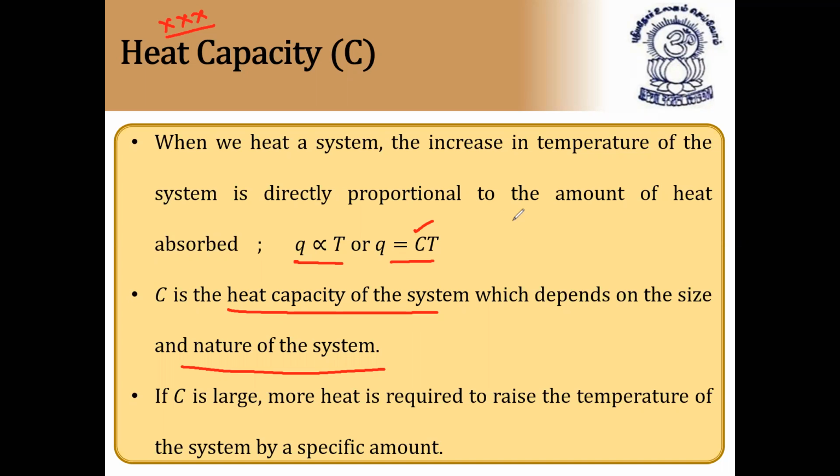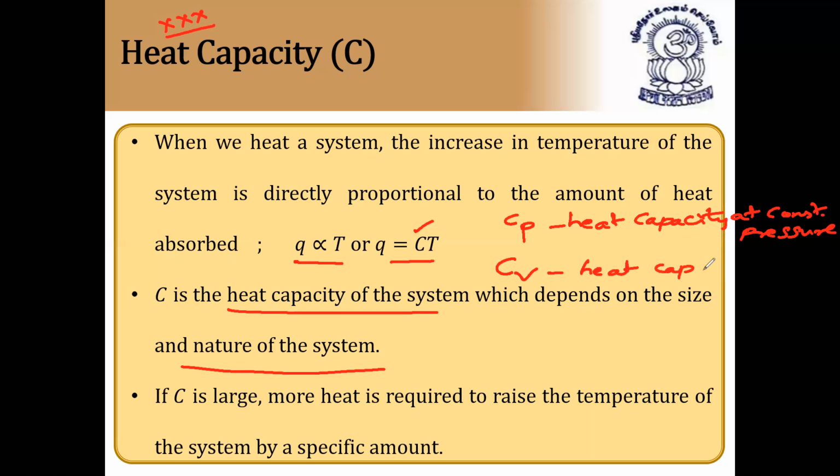It can be done in two ways: heat capacity of the system at constant pressure, and heat capacity of the system at constant volume. So you can take either this or this depending on the numerical.